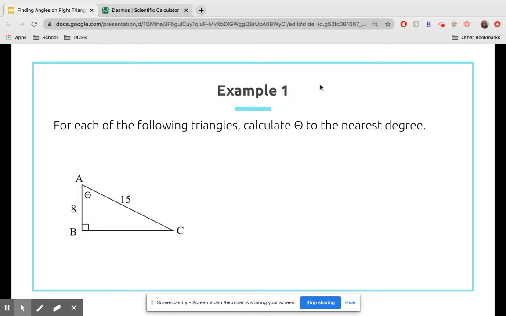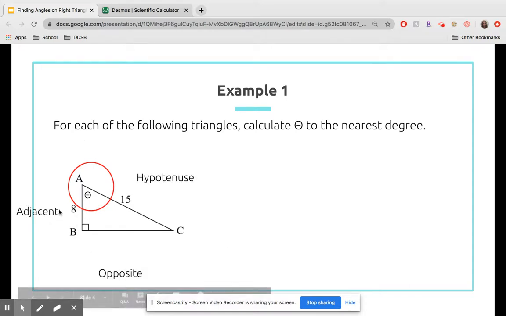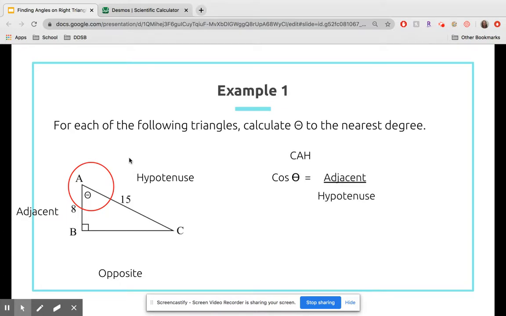Example 1: for each of the following triangles, calculate theta to the nearest degree. So there's my theta symbol here. We're going to try to find this angle. I'm going to label all the sides. That's my opposite, that's my adjacent, that's my hypotenuse. I have my adjacent and I have my hypotenuse. So this means we're going to use CAH. Cosine equals adjacent over hypotenuse. So my cosine theta equals adjacent over hypotenuse, 8/15.